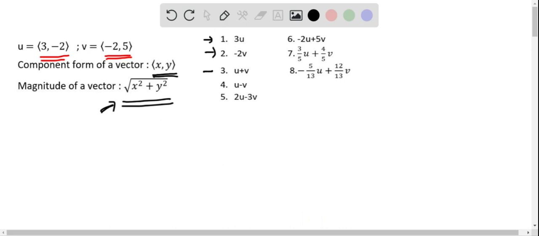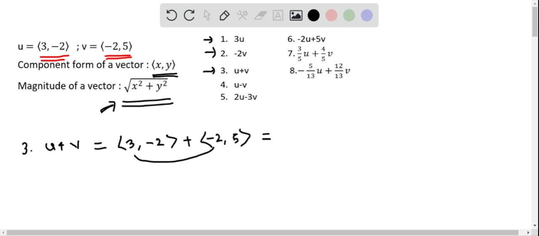Let's now do the third one, that is u plus v vector. This is basically addition of two vectors u and v. So let's replace the u vector. This is 3 comma minus 2, and plus v vector is minus 2 comma 5. We have to add the components by components. We have to add the 3 with negative 2 and minus 2 with 5. That is, the x component should be added with x component and y component should be added with y component.